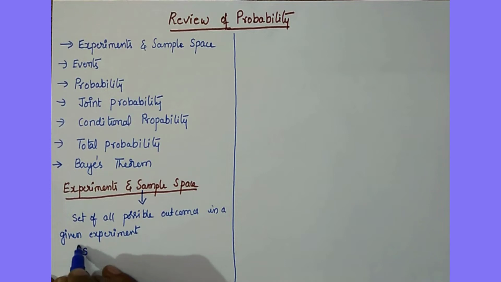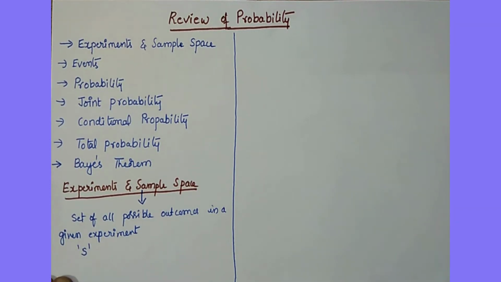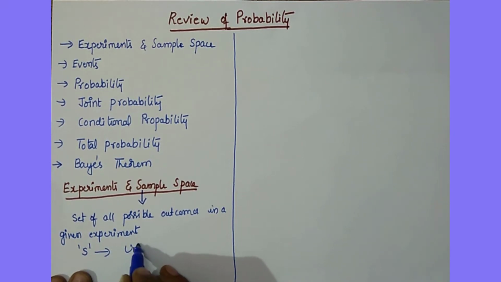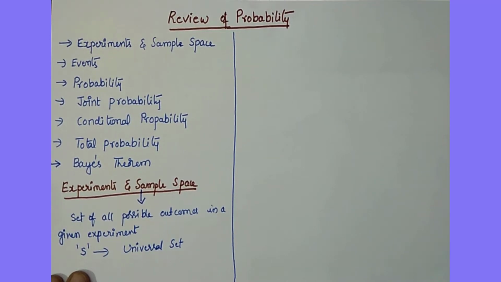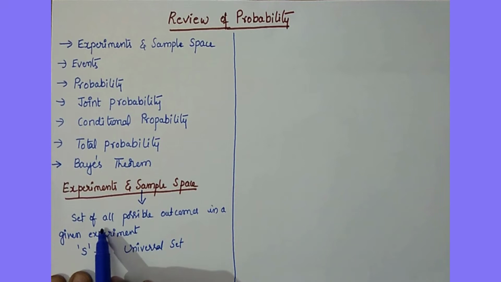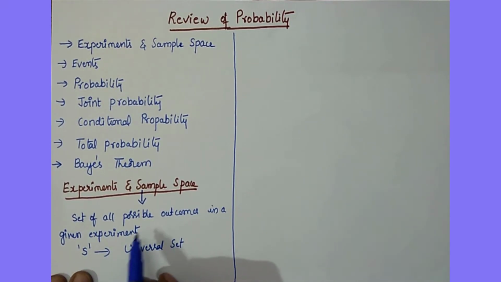Sample space is denoted by S. Okay, and the sample space is called universal set. What is meant by universal set? In my previous video I explained, universal set consists of all the elements. The same way here, sample space consists of the set of all possible outcomes in a given experiment. That is the reason sample space is called universal set.